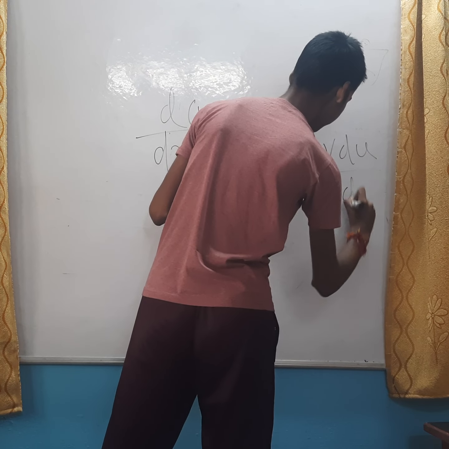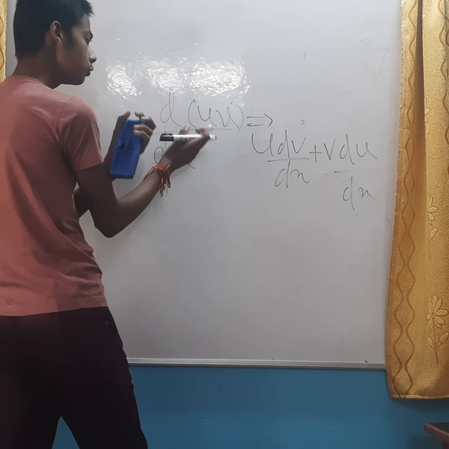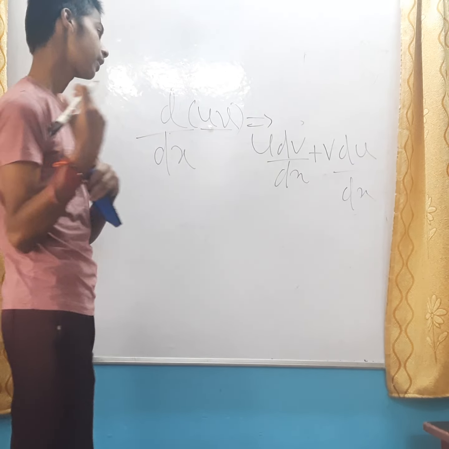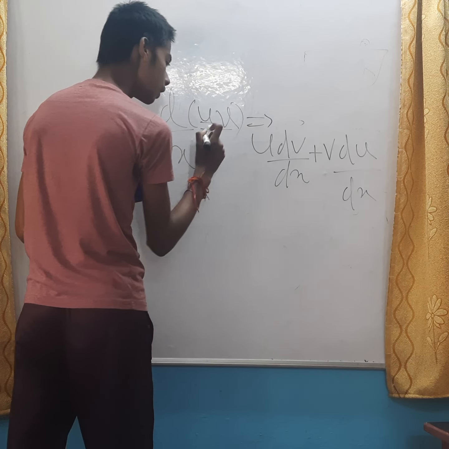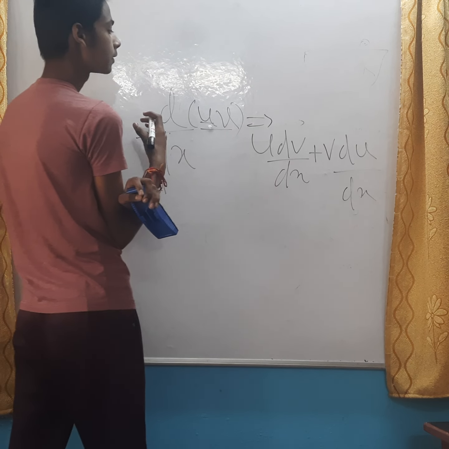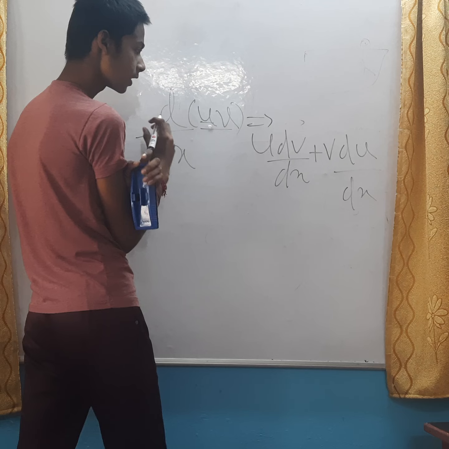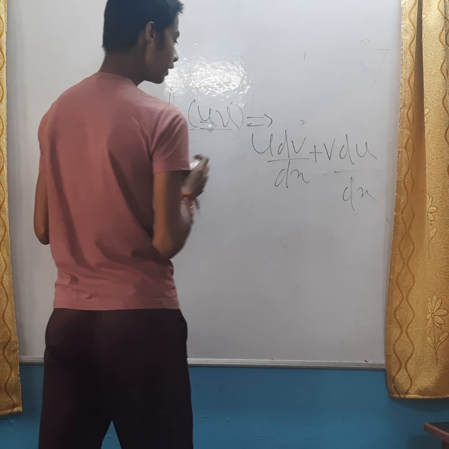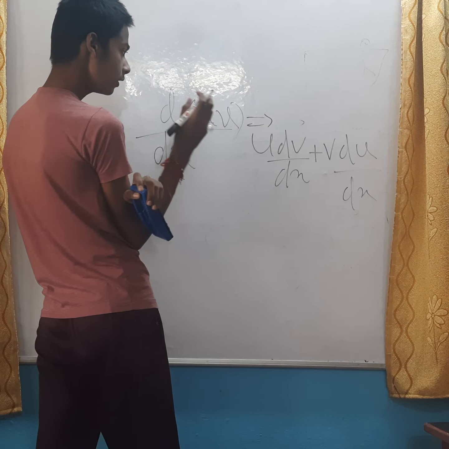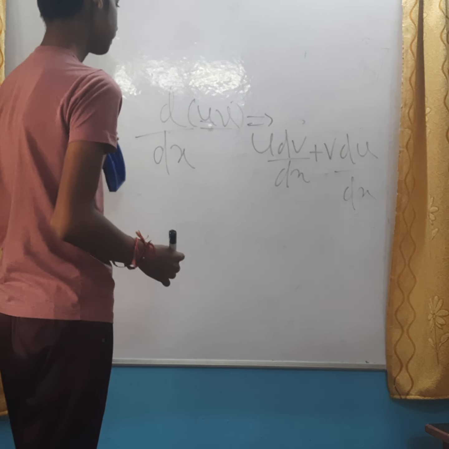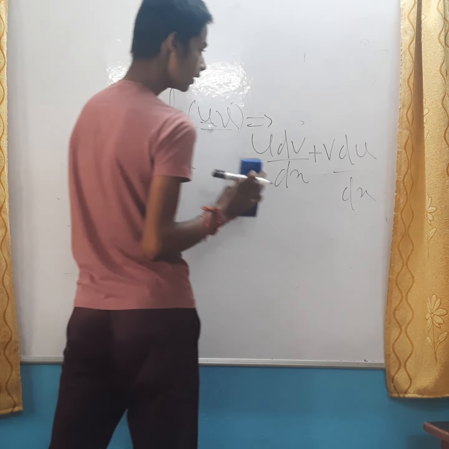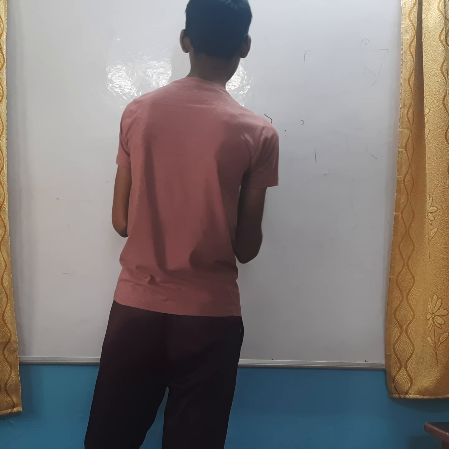So what is happening here? We are differentiating uv and taking both things constant but at different times. First we are taking u constant and taking it out of the differentiation and differentiating v with respect to x, and then taking v as constant and differentiating u with respect to x. So this is the formula for u dv by dx plus v du by dx.